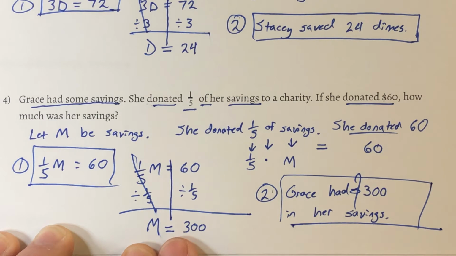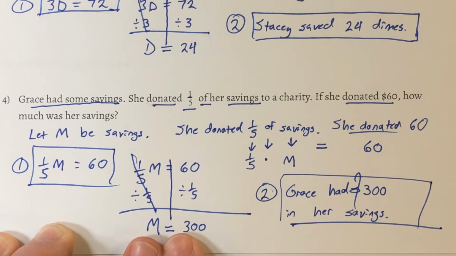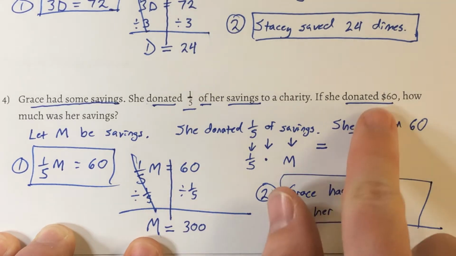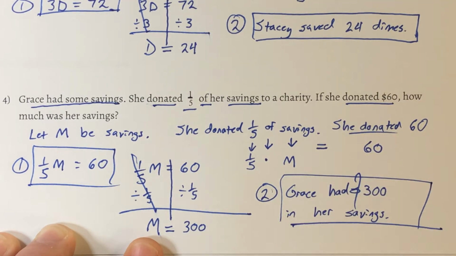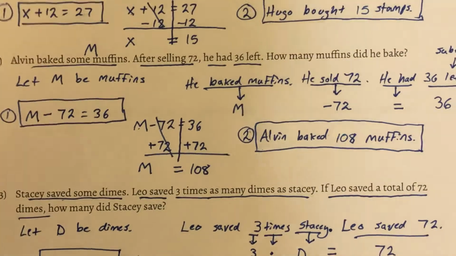Again, don't assume that that's going to be your final answer. The question could have said, how much will Grace have in her savings after she donates the $60? So meaning I would have had to take that 300, subtract 60. All right, next example.